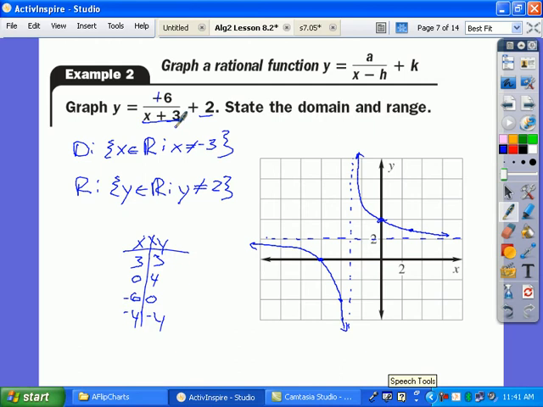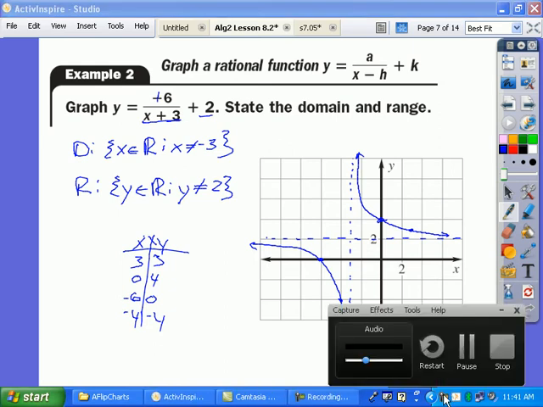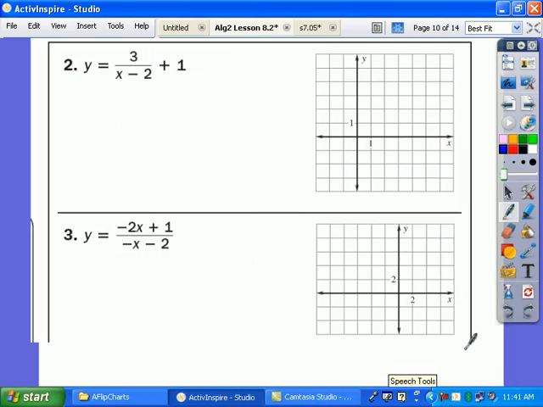All right, so why don't we try problem number 2. If you're watching along at home, please pause the video and try problem number 2. And let's see if you can do it using our knowledge of transformations.